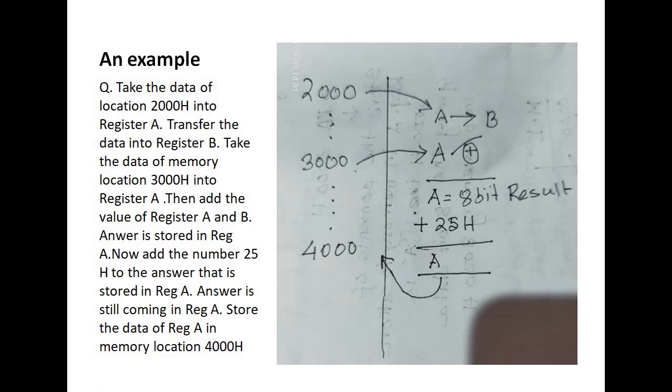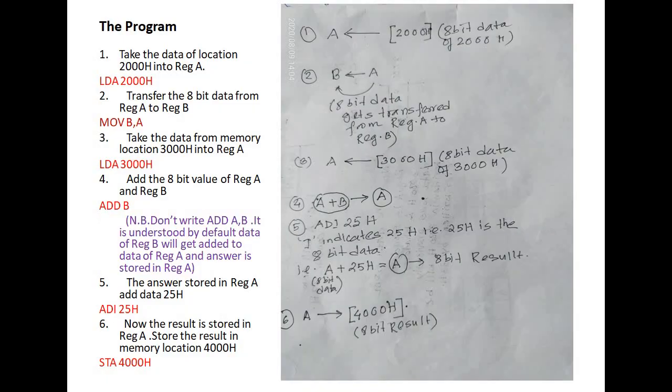What will be the instructions used? Just see. First, what was the step? Take the data of location 2000H into register A. That was the first step in the program. So what will be the instruction used? LDA 2000H. If we write LDA 2000H, what will happen? The 8-bit contents of the memory location will get loaded into register A. Clear? So the first step is over.